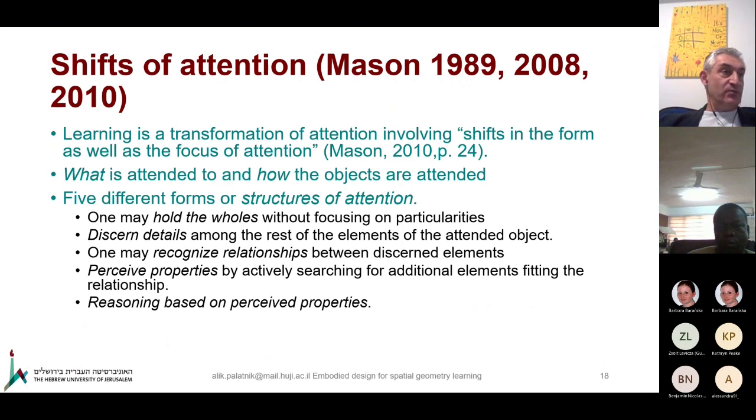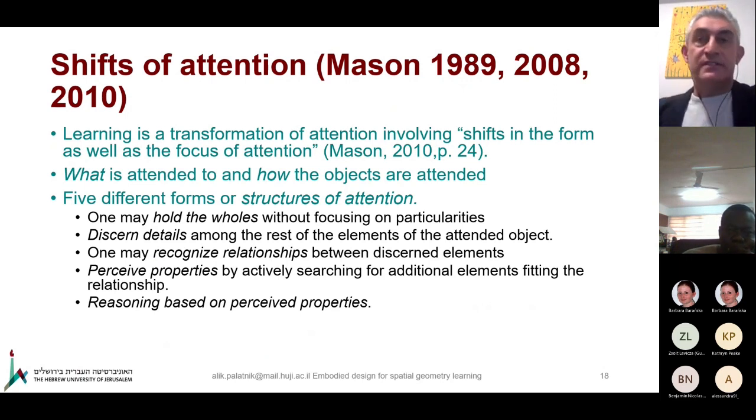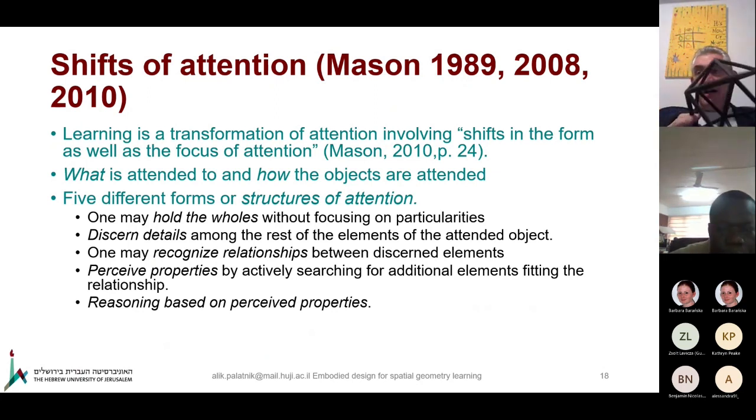First of all, one may hold the wholes without focusing on particularities. One may discern details among the rest of the elements of the attended object. So, for instance, I can look at the icosahedron as a whole. I can discern some details. For instance, I can focus my attention only on vertices, or maybe on some group of edges. One may recognize relationships between discerned elements. For instance, I can say, wow, 3 edges form exactly one face.